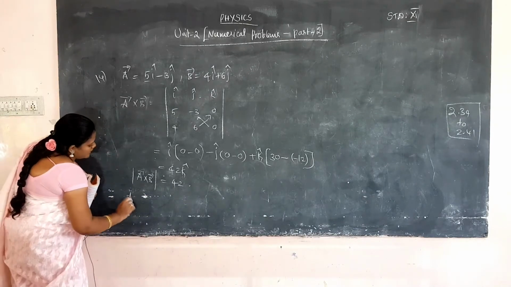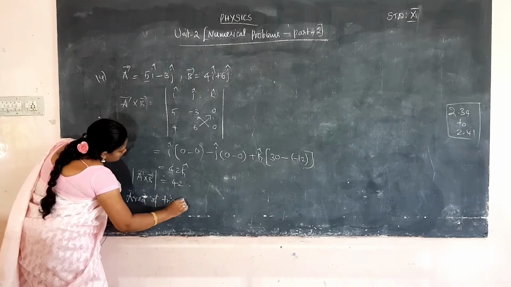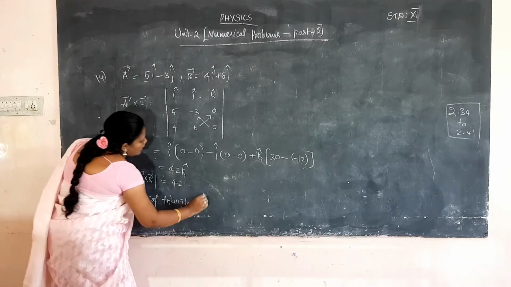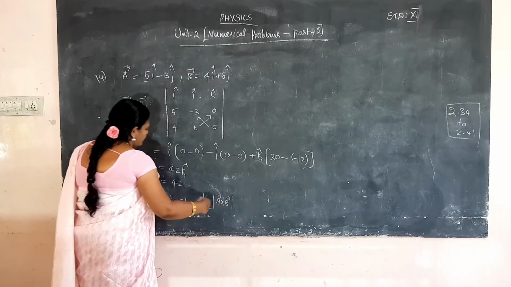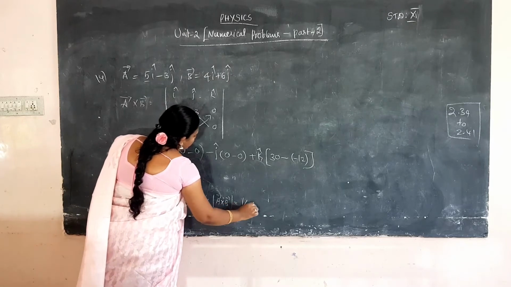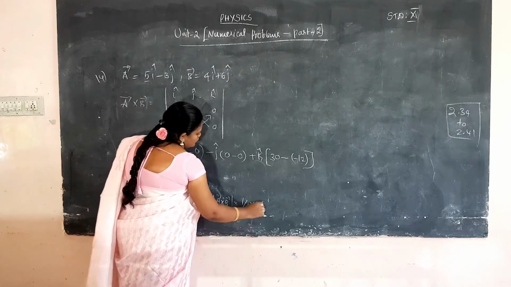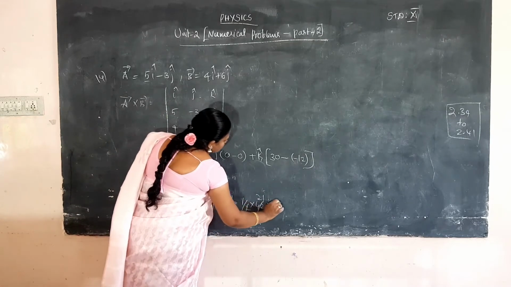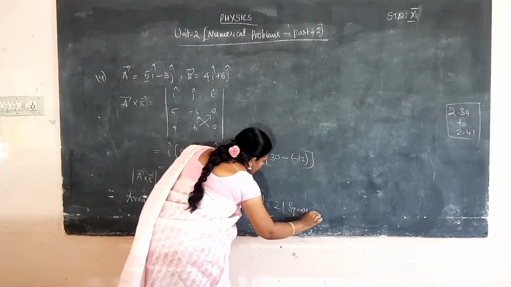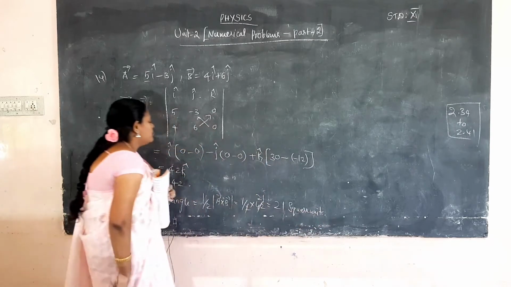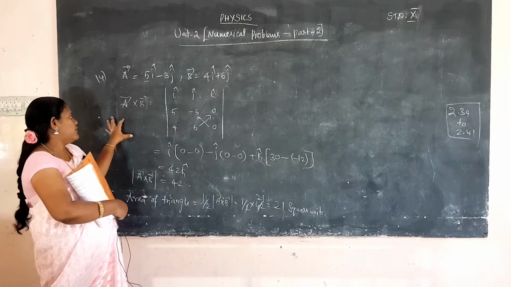So, the area of the triangle will be equal to half into the modulus of the A cross B vector, half into 42. 21 twos are 42. So, 21 square units. Okay, so we will find out the area of the triangle.